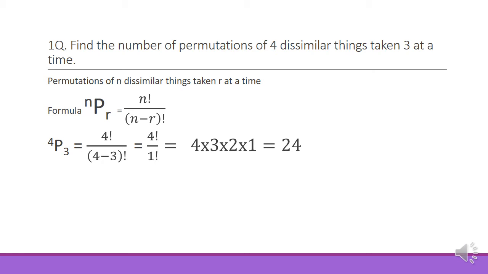Permutations of n dissimilar things. Here 4 dissimilar things taken r at a time, here taken 3 at a time. So the formula is nPr. What does nPr mean? nPr is equal to n factorial by (n minus r) factorial. So here n is 4, r is 3, so it is 4P3, that is equal to 4 factorial by (4 minus 3) factorial, that is 4 factorial by 1 factorial, that is 4 factorial, which means 4 into 3 into 2 into 1, which is equal to 24.